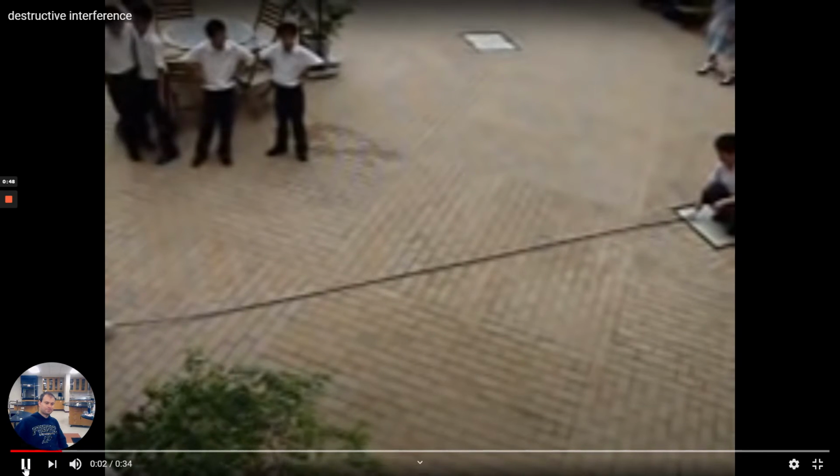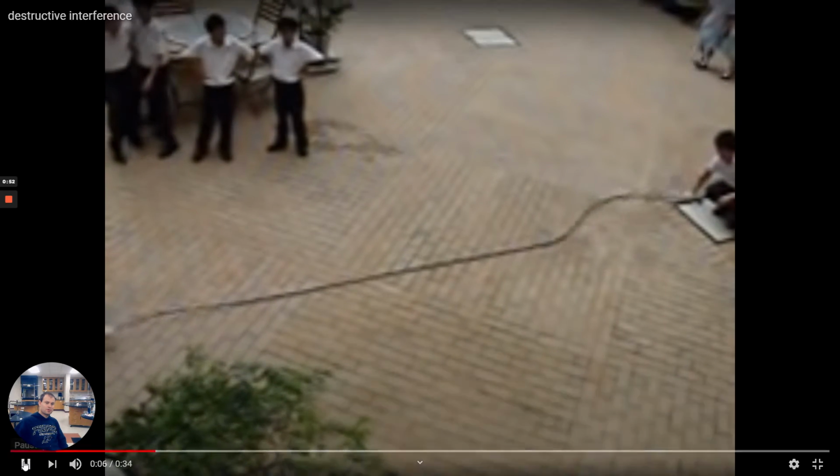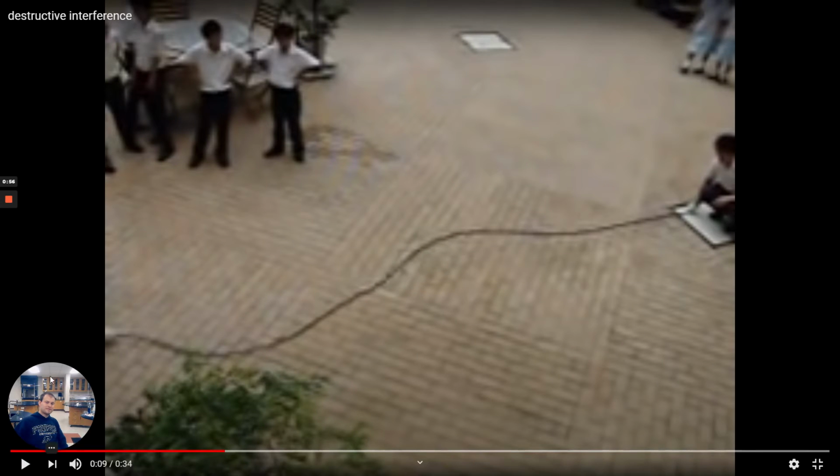In this video, we have two students, one on each side of this long spring, and they're going to make waves in the opposite direction from each other. So let's pause the video right here. On the right side of the spring, you have a wave going up. On the left side, you have a wave going down. And you notice both of these waves are roughly the same amplitude.